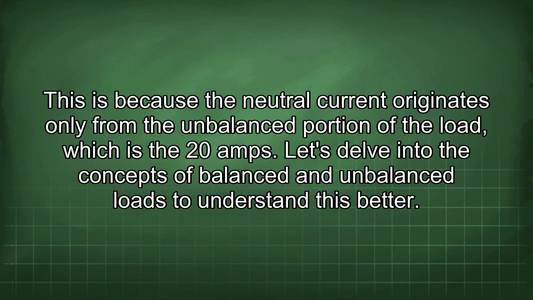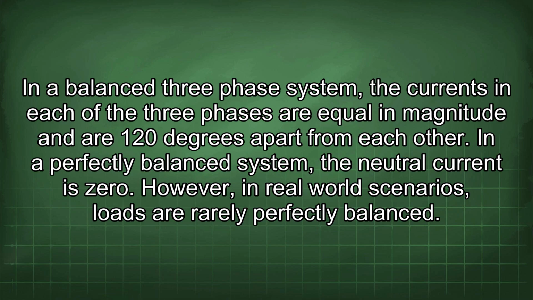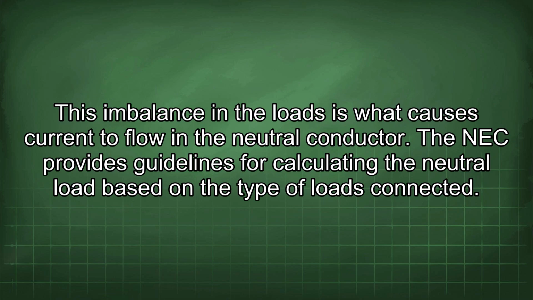Let's delve into the concepts of balanced and unbalanced loads to understand this better. In a balanced three-phase system, the currents in each of the three phases are equal in magnitude and are 120 degrees apart from each other. In a perfectly balanced system, the neutral current is zero. However, in real-world scenarios, loads are rarely perfectly balanced. This imbalance in the loads is what causes current to flow in the neutral conductor.